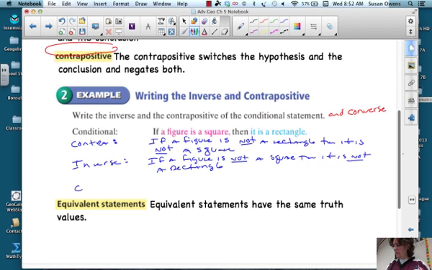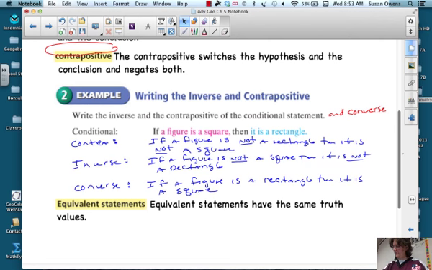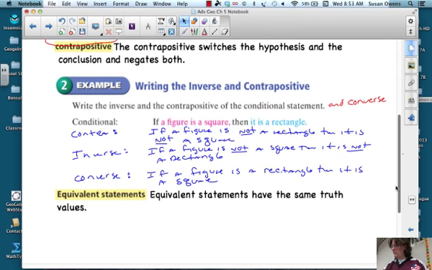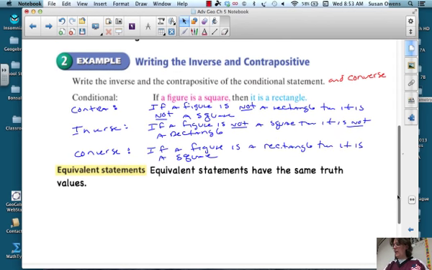And the last one, our converse. Converse is when you switch the hypothesis and conclusion, but you do not negate either one of them. So if a figure is a rectangle, then it is a square. So one of the things you need to be able to do is for any statement, you need to be able to write any of those, contrapositive, the inverse, or the converse.